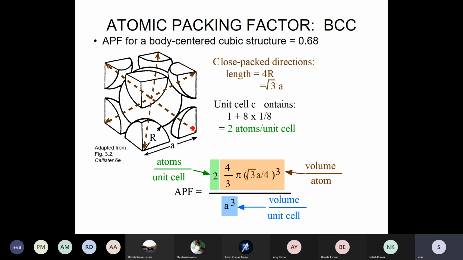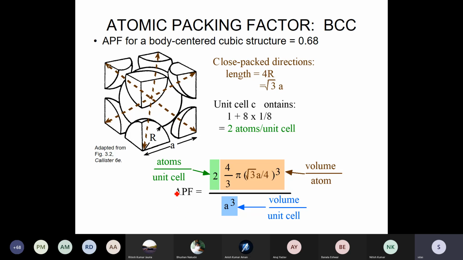And along the body diagonal, there are 3 atoms touching each other. So this length in terms of the radius will be R plus R plus R plus R, 4R. So 4R is equal to root 3 A. The number of atoms per unit cell: 8 corners, 1/8 atom each, so 1/8 times 8 makes 1, plus 1 in the body center position, total 2 atoms.